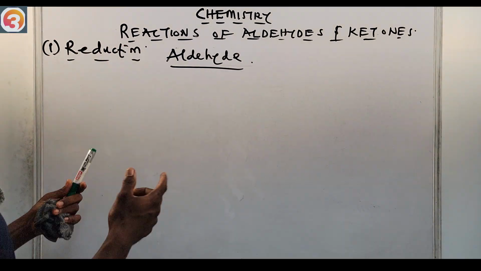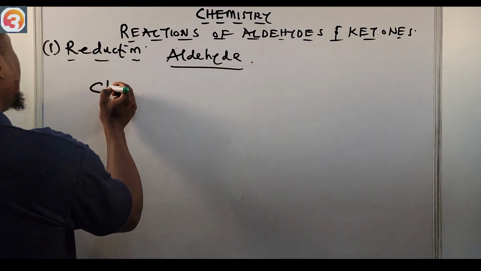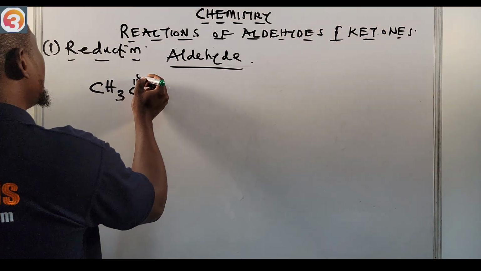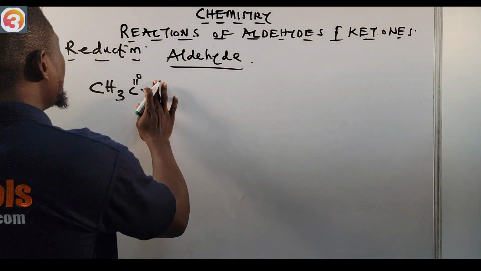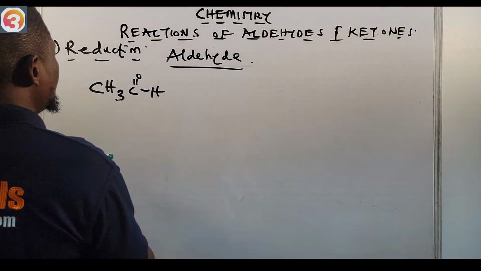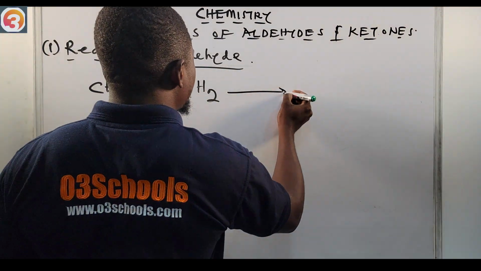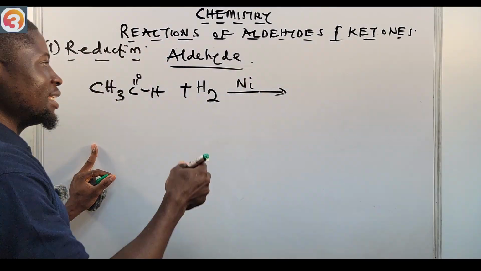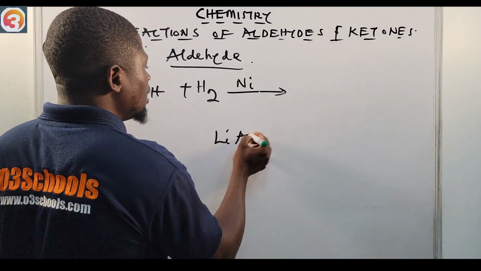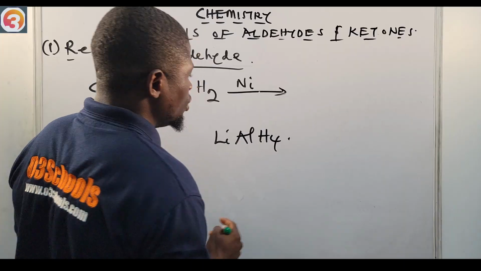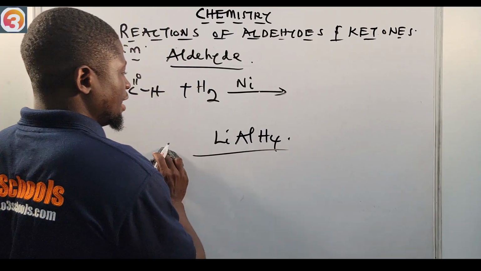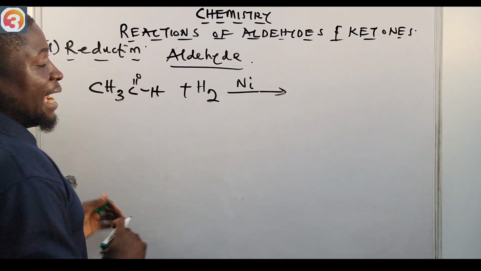For an aldehyde, let's say we have an aldehyde like this, CH3, C double bonded to O, and then H. Reduction is done with hydrogen in the presence of a nickel catalyst. You can use either a nickel catalyst or lithium aluminium hydride. They are both reducing agents.